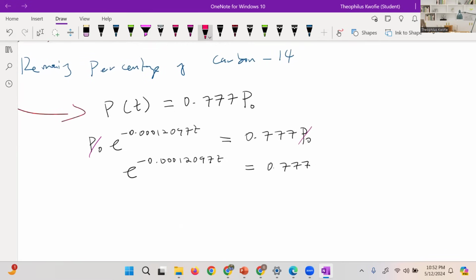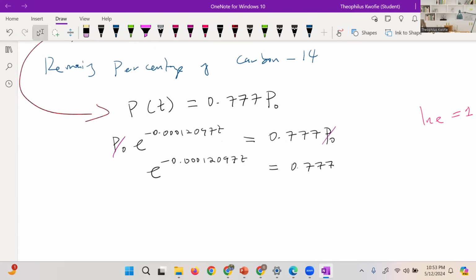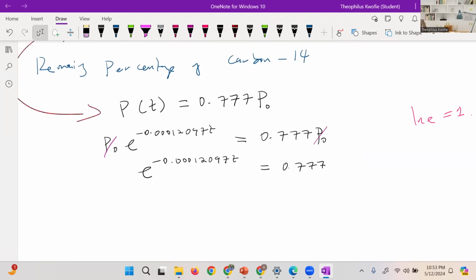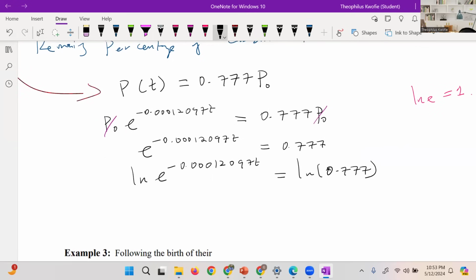So let's do a quick recap: the natural log of e is always 1, because they are inverses of each other, so we can easily use that. So we can take the natural log of both sides. By taking the natural log on both sides, you're going to have something beautiful as this. So in that case, you're going to have negative 0.0001297t equal to what? Then what would be the natural log of that?